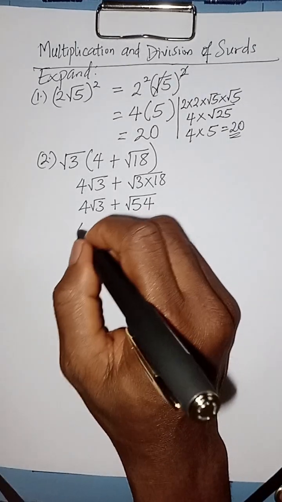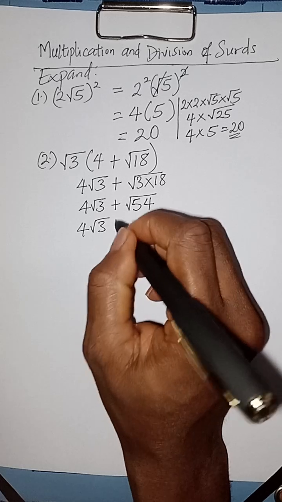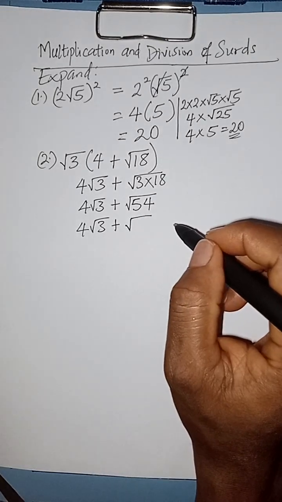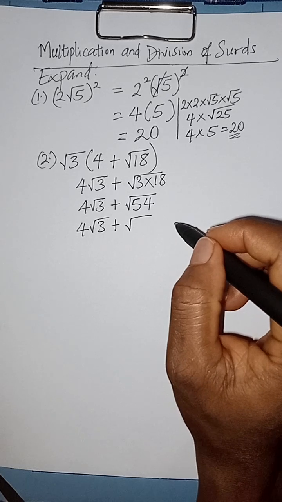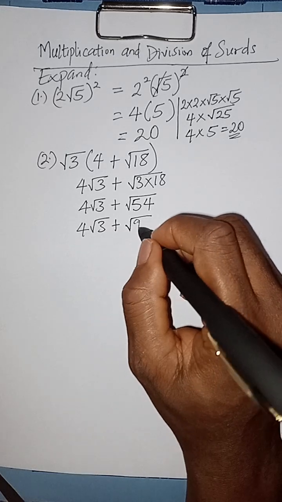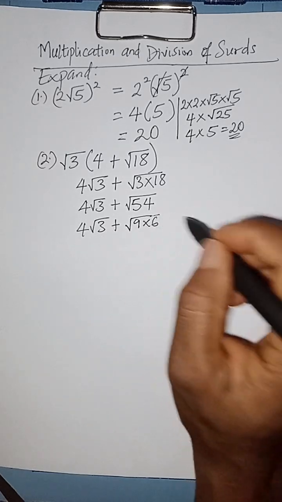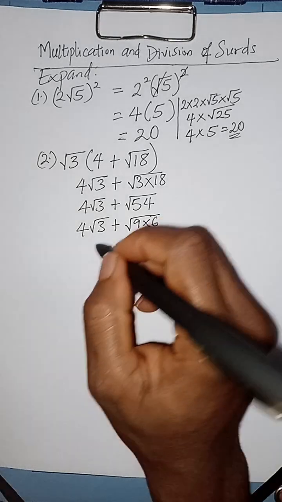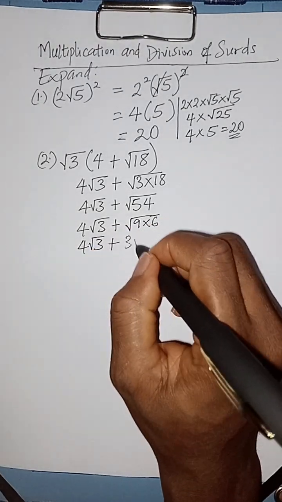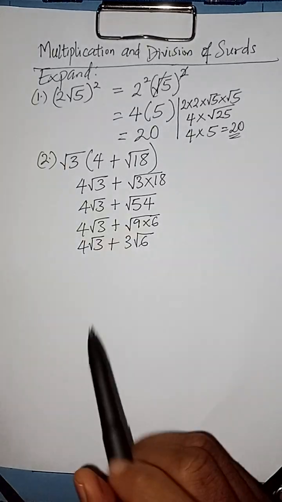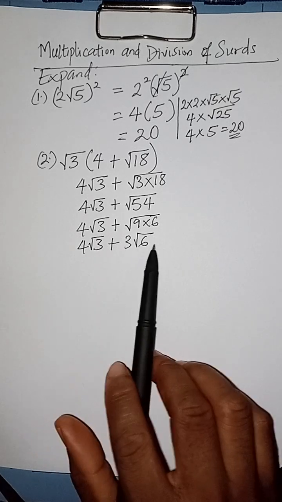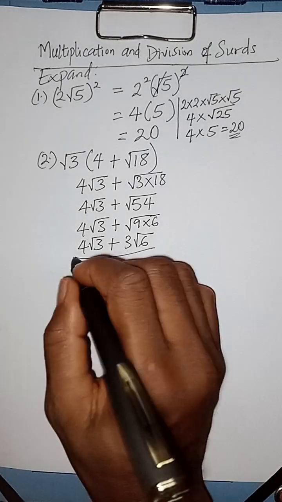So at this point, what do we do? Look for two numbers that are factors of 54. One of them must be a perfect square. And I can think of 9 times 6. 9 times 6 is 54. So here I have 4 root 3, square root of 9, 3 root 6. Now at this point, you cannot add them together. Why? Because this is root 3 and this is root 6. So they are not like terms, so you cannot add them.